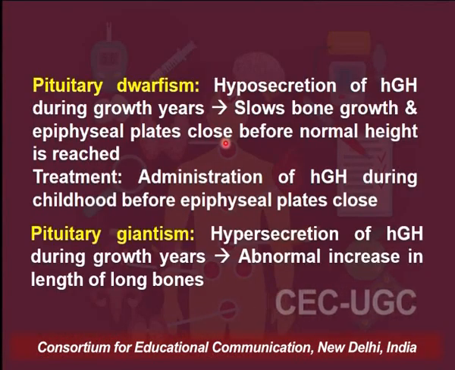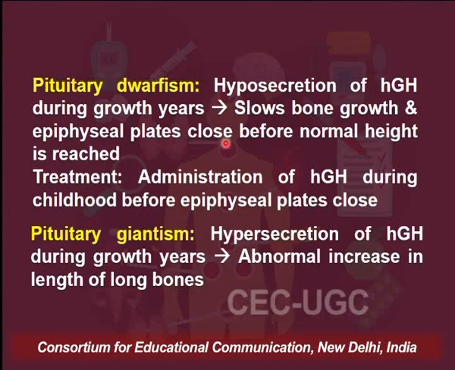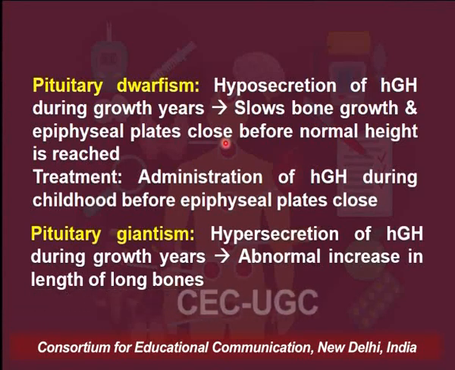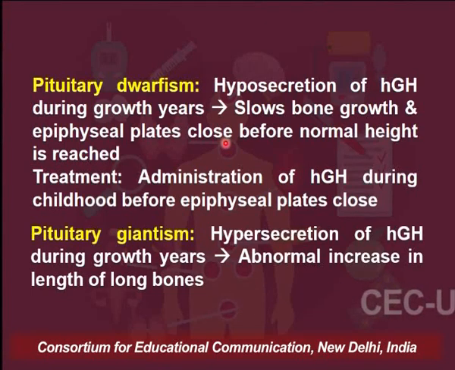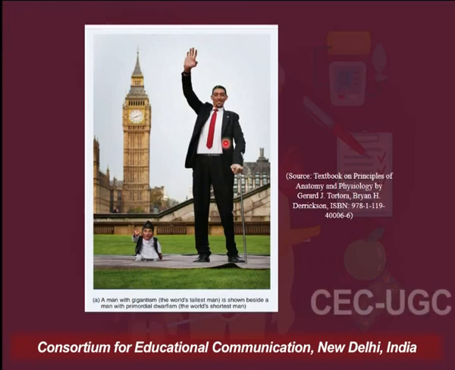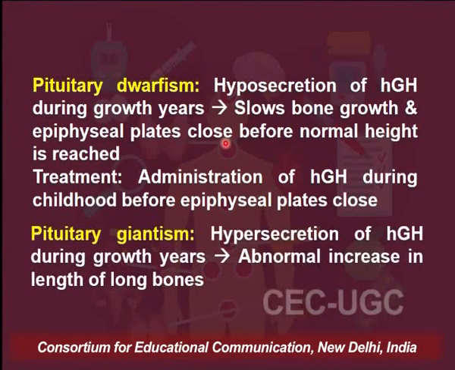Now let us understand about the other person who was extremely giant. That person was suffering from pituitary giantism, where there was hypersecretion of the growth hormone during the growth years. Because of that, there will be abnormal increase in the length of the bones, but you can see that this growth is uniform. Even the hands of the person were quite big, along with the long bones of the legs, the arms, the entire sternum. Everything is long. So this is a condition referred to as pituitary giantism.